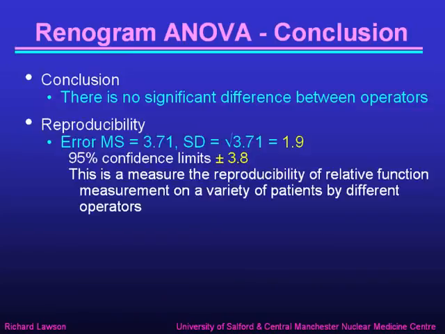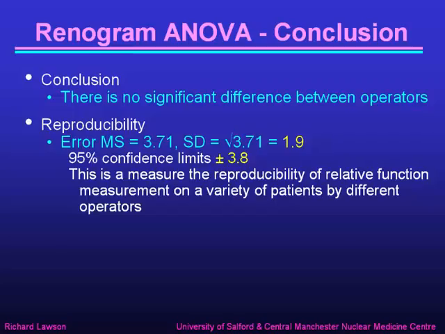Of most use is the reproducibility. The error mean square, as we said, is a measure of the precision or the reproducibility of these measurements. And the mean square was 3.7, so to calculate the standard error, we take the square root of that. The square root of 3.71 is 1.9. So that is the standard error of the variability of these measurements. In other words, the precision of the measurement.